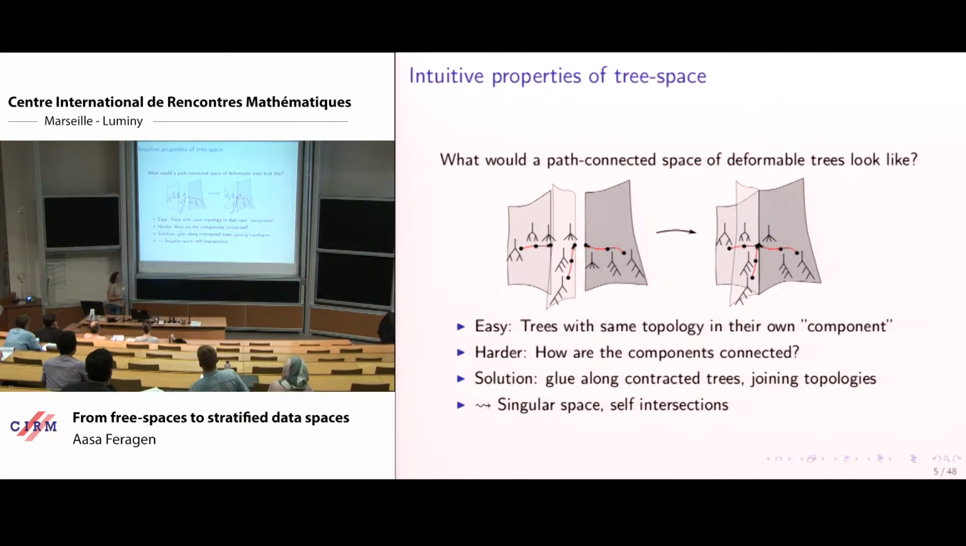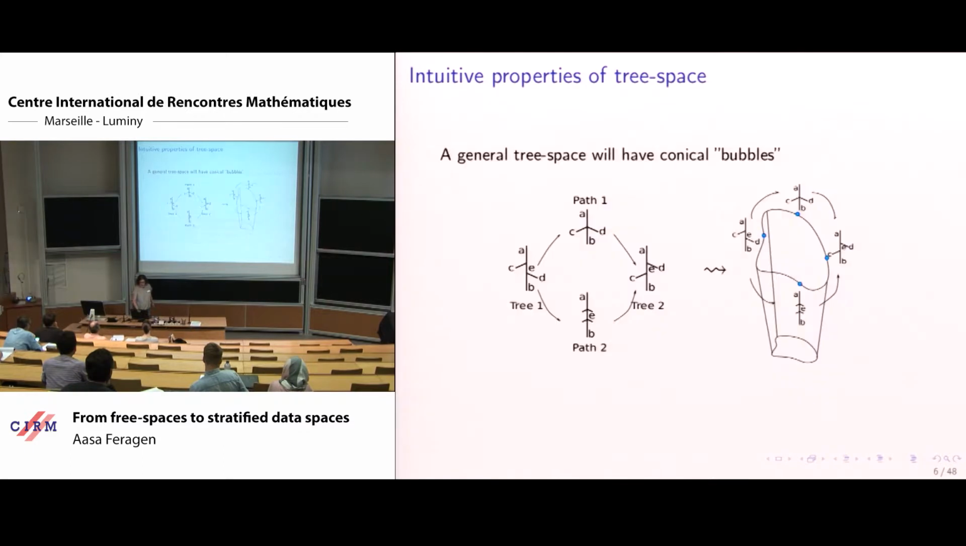You will have singularities and you will have self-intersections. You will also have sort of conical bubble-like structures. So if you look at different ways that you could get from this tree here to this tree here, well, you could either contract the branch in the middle and grow something back out like this, or you could contract the side branches and grow new side branches out. These are two different paths that take you from here to here.